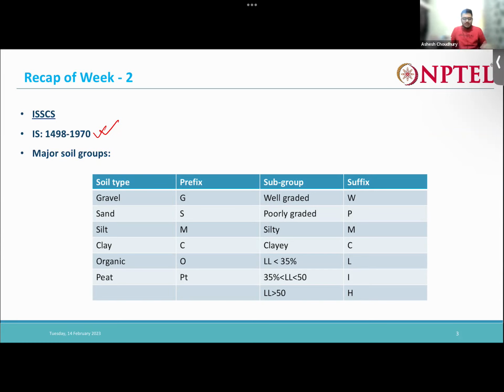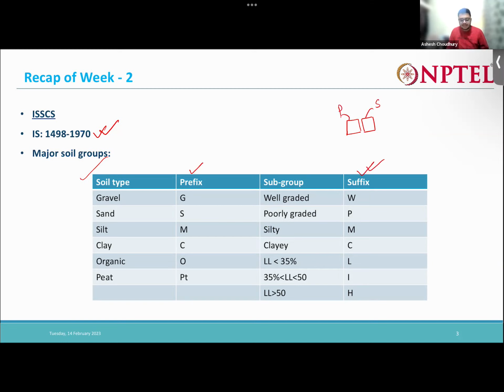Now, this table which you see here gives us the types of different soil and the symbol, the short form by which we define it in our classification. Our classification has two components: one is our prefix, the other is our suffix. The prefixes are given here and the suffixes are given here.